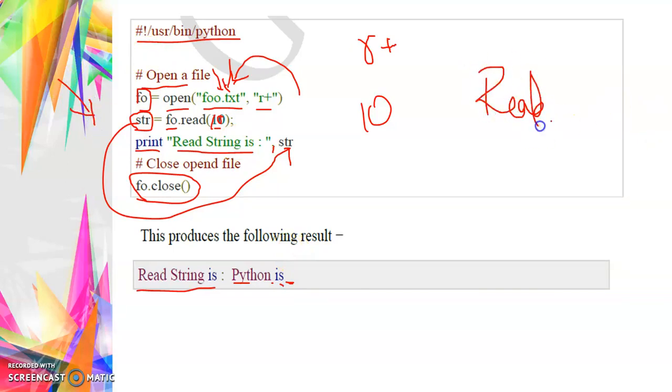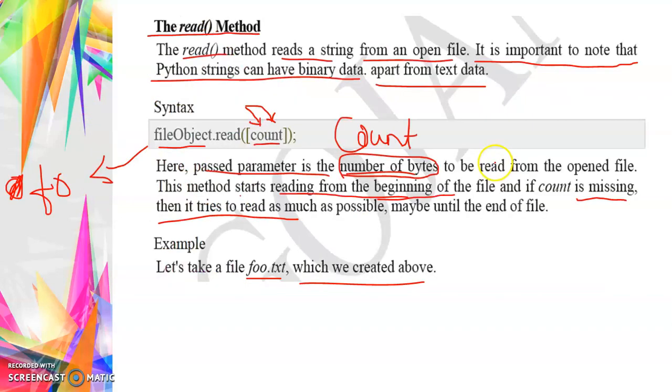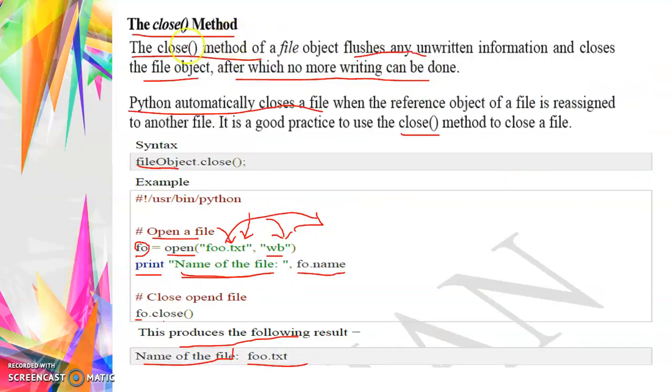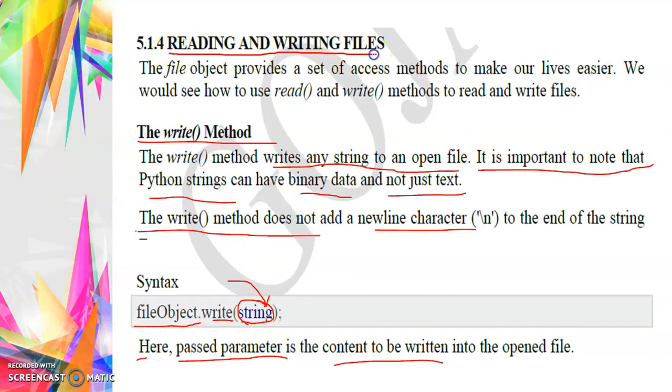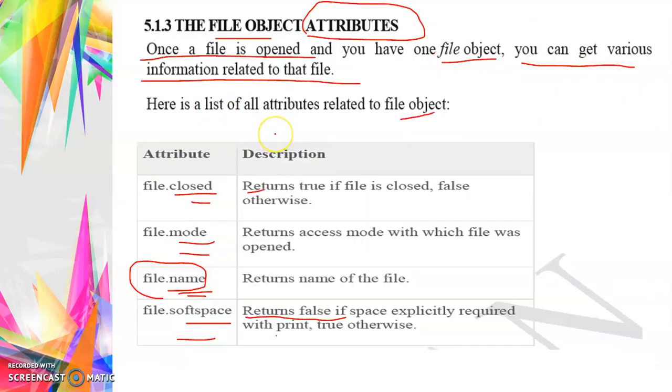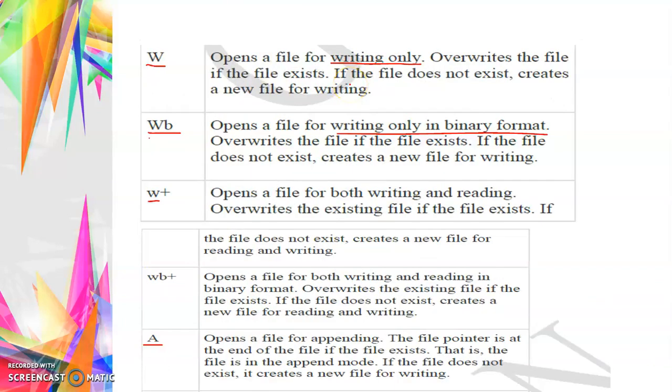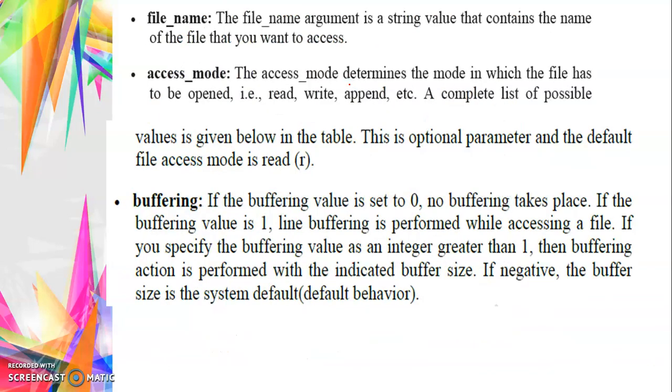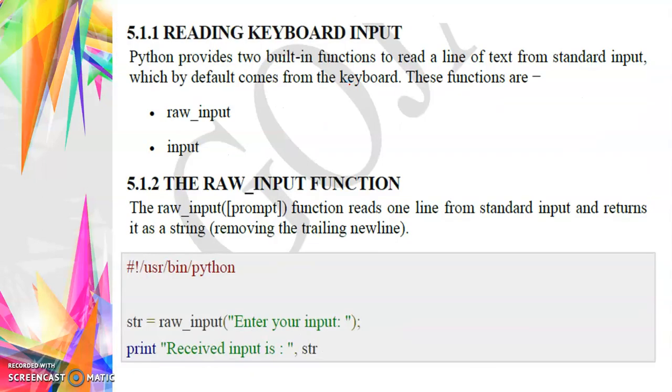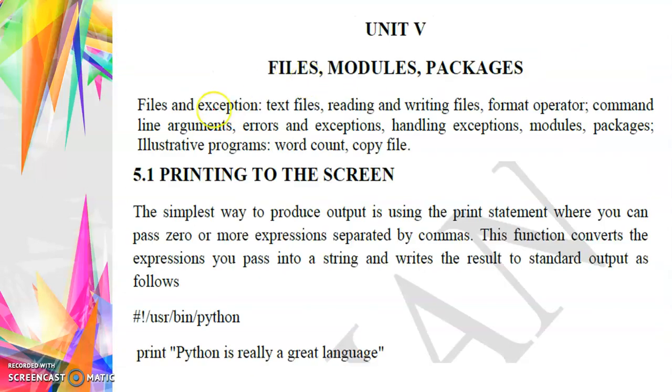Have you all understood? Very important topic: read and write methods, reading and writing files. Reading and writing files, open and close methods, and file object attributes are all very important topics in Unit 5. In this syllabus, we discuss files, text files, and reading and writing files. Next we will discuss the format operators.